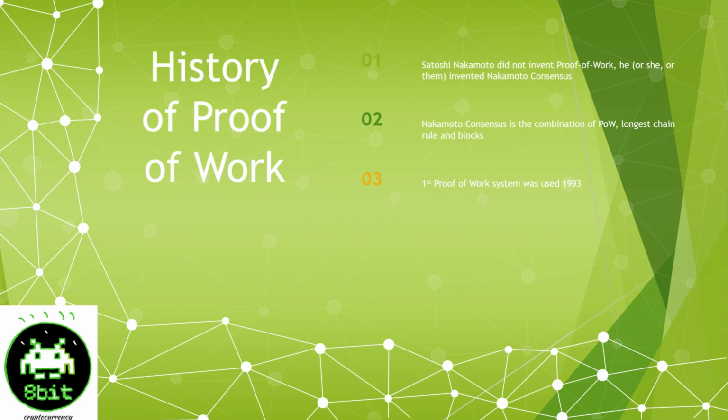So the history of proof of work, again, it wasn't invented by Satoshi Nakamoto. They invented Nakamoto's consensus. Nakamoto's consensus is the combination of proof of work, the longest chain rule, and blocks. The first proof of work system was used in 1993. Consensus mechanisms are meant to ensure transactions are true and honest. The same logic applies to proof of stake and authority.